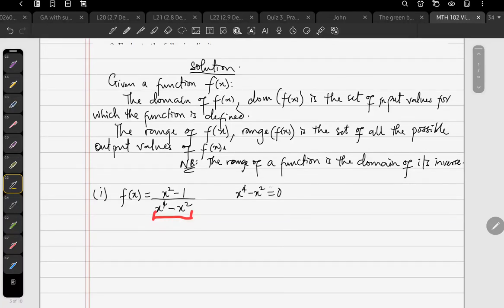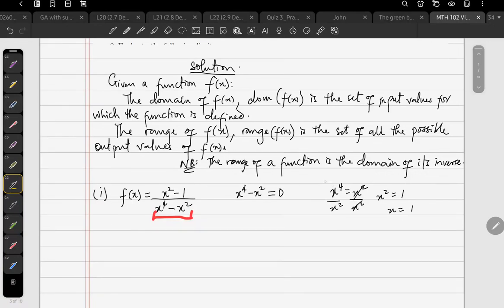Technically, what we are supposed to solve is this non-equation: x raised to power 4 minus x squared is not equal to 0. Those are the values of x for which f is defined. But to not confuse people, let's just do x raised to power 4 minus x squared equals 0. So how do we solve this? Don't be tempted to do x raised to power 4 equals x squared, divide both sides by x squared, and say x squared equals 1, x is equal to 1. There are a lot of errors in that thought process.